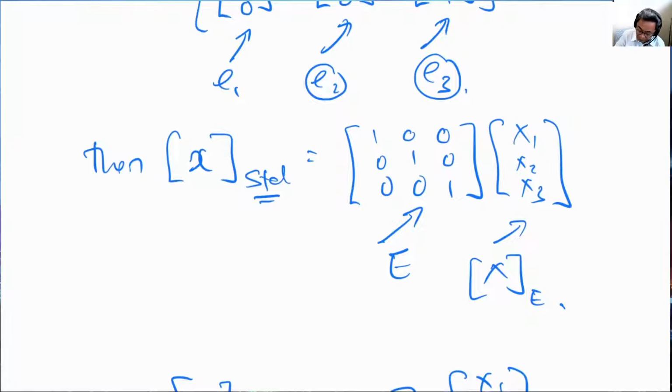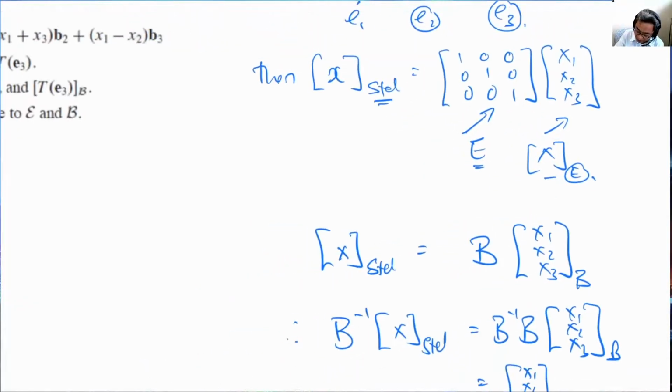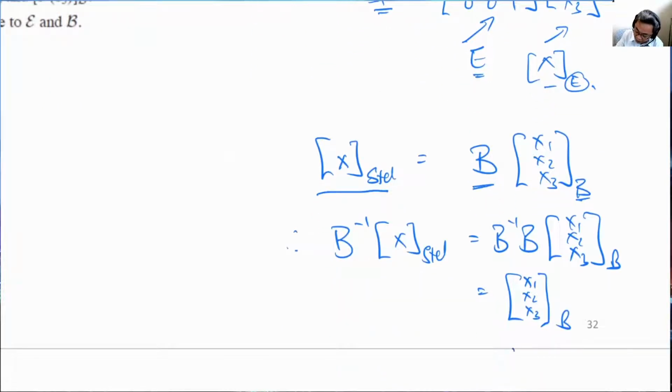Now, x in the standard basis is equal to E times x_E. Since E is the standard basis, this equation holds. And this is why we also have a change of basis in this form: x standard equals the ordered basis multiplied by the coordinate vector in that basis. So x standard equals B times x1 to 3 in the B basis. Therefore, we can find x_B simply by pre-multiplying on the left by B inverse on the standard basis to get x in the B coordinates.